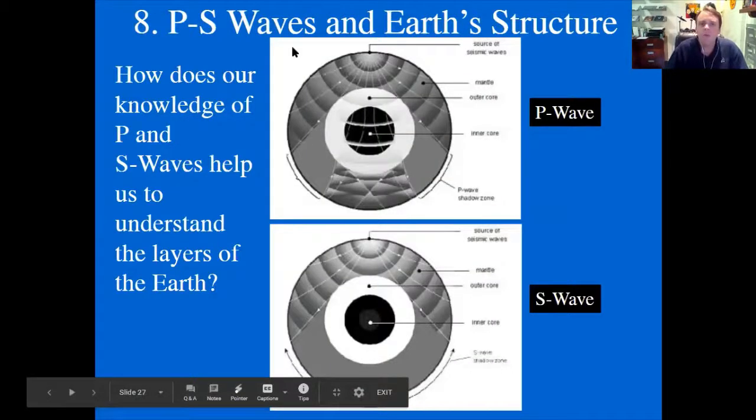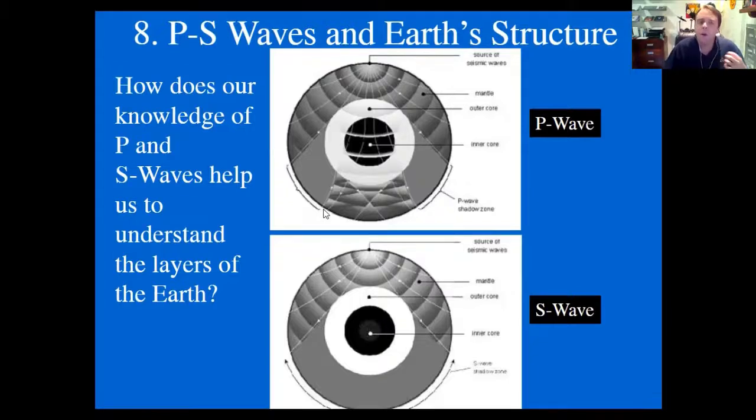So let's talk about Earth's structure and what earthquakes can tell us. Primary waves can travel through solids and liquids. Secondary waves can only travel through liquids. And remember what I told you about the Earth ringing like a bell or a gong.